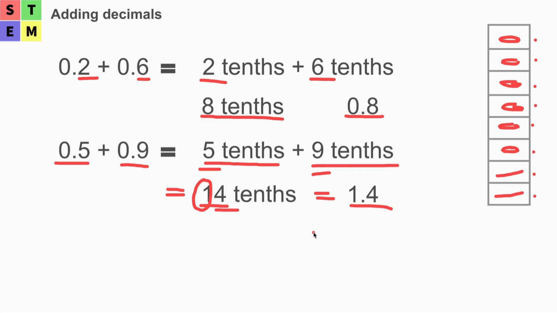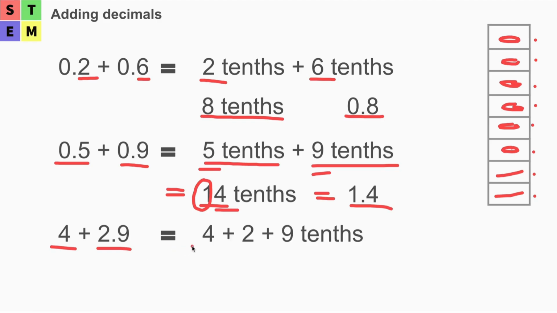Okay, I hope it's clear. And let's take a look at our next example. All right. So we have 4 plus 2.9. So this is special. We got the whole number here, and we got the decimal here. So what we're going to do is 4 plus 2 plus 9/10, right? Why is that? Because we just separate 2.9 into 2 plus 9/10.